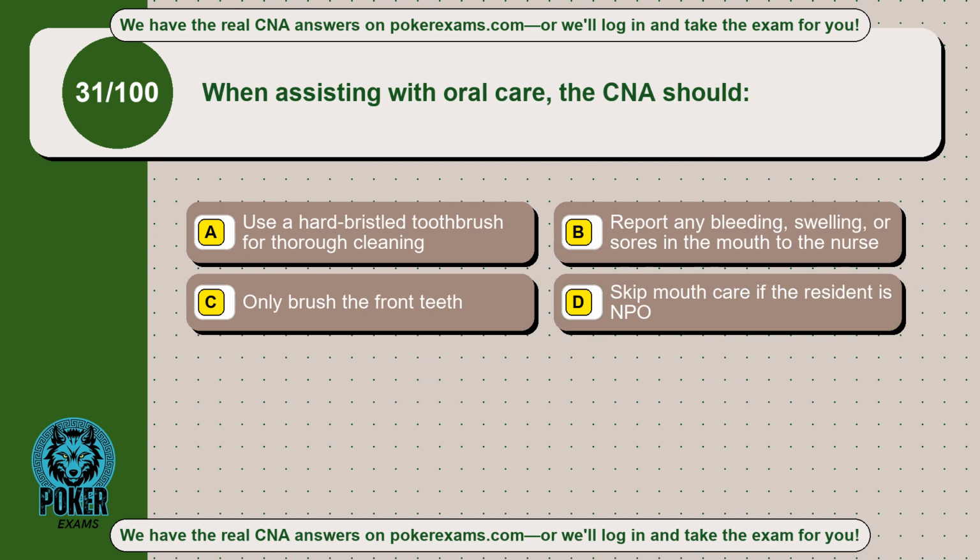Question 31. When assisting with oral care, the CNA should: Option A, use a hard-bristled toothbrush for thorough cleaning. Option B, report any bleeding, swelling, or sores in the mouth to the nurse. Option C, only brush the front teeth. Option D, skip mouth care if the resident is NPO.